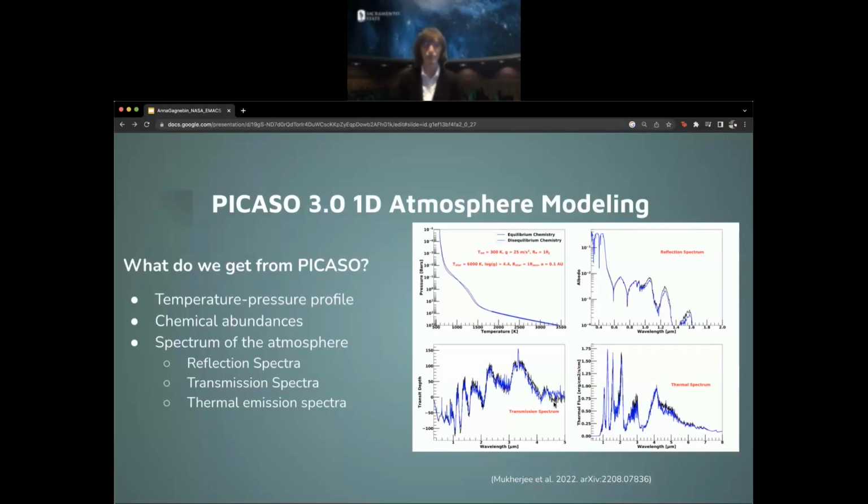And then three different types of spectra. You would have reflection spectra, which you can see on the top right, which is measured based on the changing reflectiveness of the planet as a function of wavelength as light is reflected off of the planet. On the bottom left, you have the transmission spectra, which is measured as a function of transit depth as a function of wavelength as the planet transits in front of the star. And then the thermal emission spectra on the bottom right, which is measured as a change in thermal flux as a function of wavelength as the planet passes behind the star, in secondary transit.